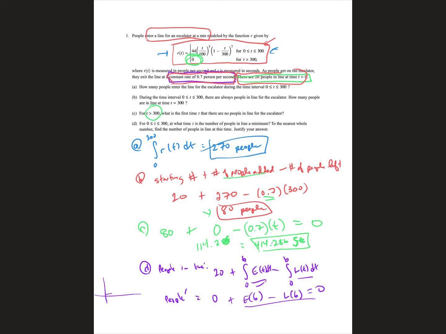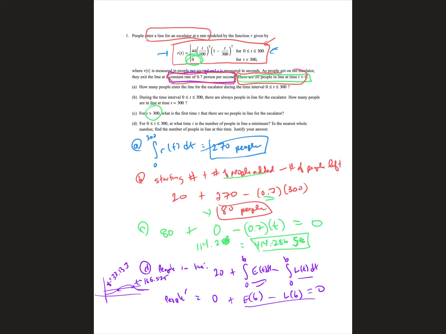Here's my entering rate, roughly. Here's my exiting rate. And the two places where these intersect, one of them is 33.133, and the other one is at 166.575.